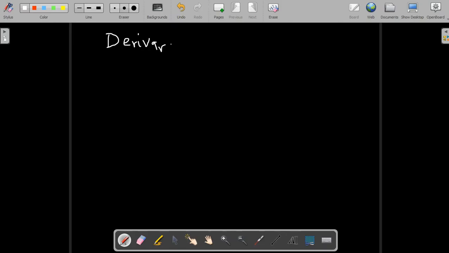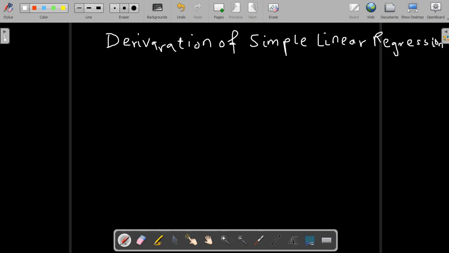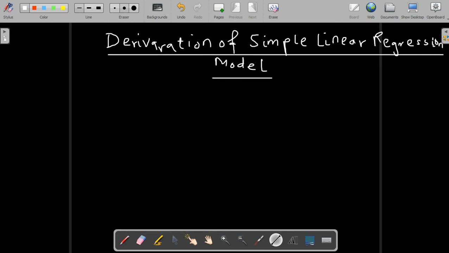Hello, welcome to econometrics. Today we are going to look at how we can derive the simple linear regression model normal equation. From the beginning, we are going to look at what a linear regression model is, what the simple linear regression model is, and what the types of linear regression model are. Thereafter, we'll look at how we can derive the simple linear regression model normal equation.